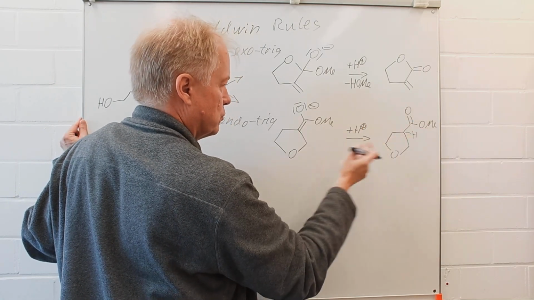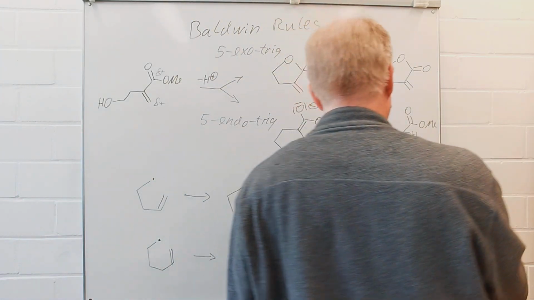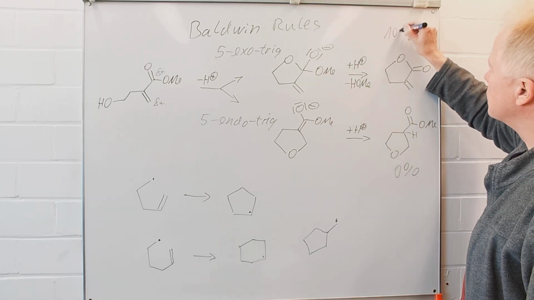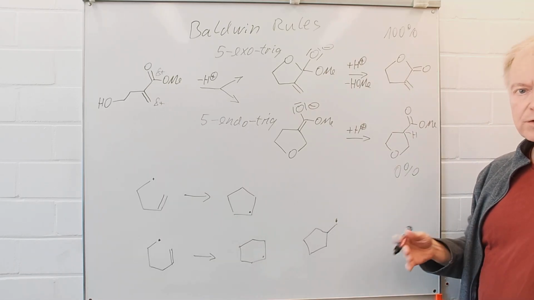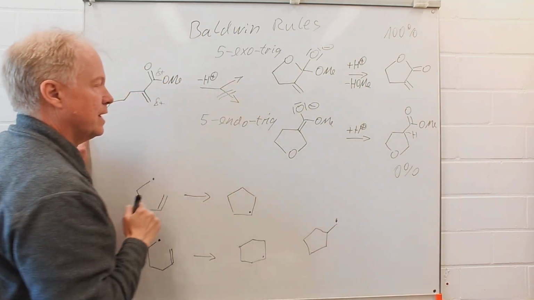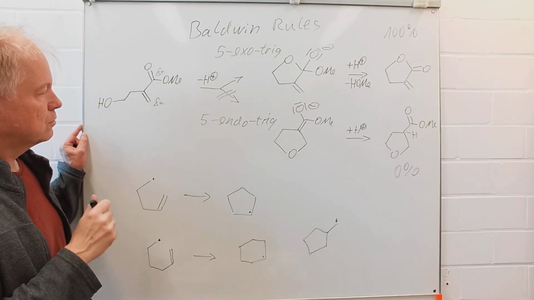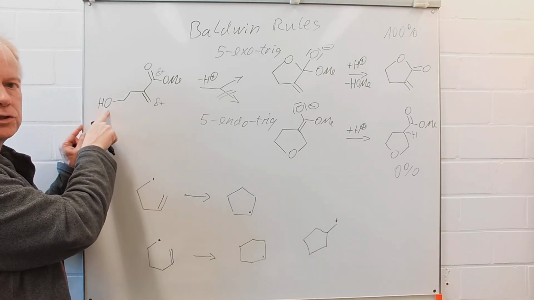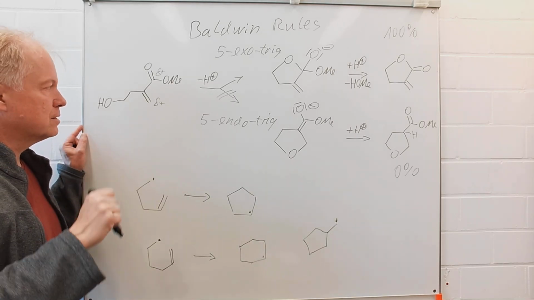After protonating, the protonation will take place here. This is the final product, and what was found is, well, nothing of this is formed, but 100% of that. Just an empirical finding, and that means this reaction, the 5-endo trig cyclization, does not work. At least not with period 2 elements like oxygen. With sulfur, it works at least a little bit.